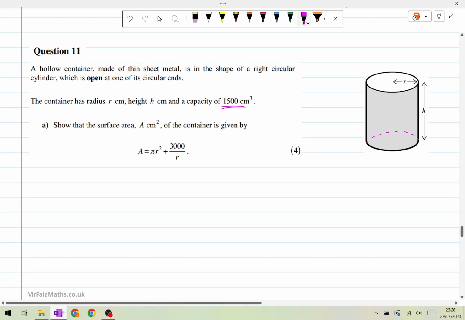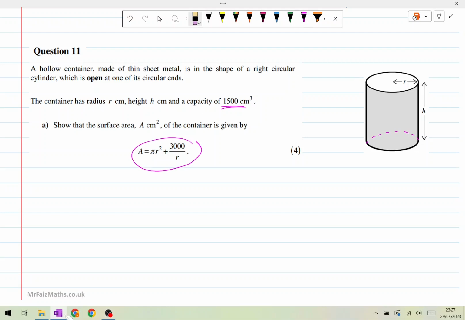On question number 11, we are given this open top cylinder and we are told that the volume of the cylinder is 1500 and we are asked to show that the surface area is given by this formula here. Now for a question like this, we could either start with the formula for the volume or the surface area. Since we are asked to show that the surface area is something, we'll start with that.